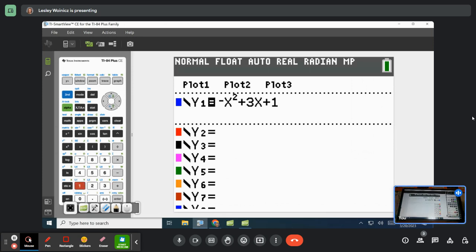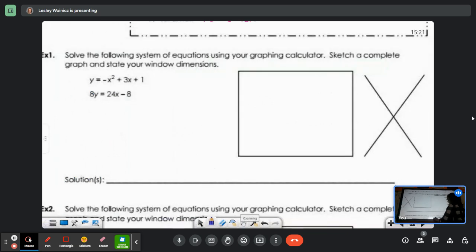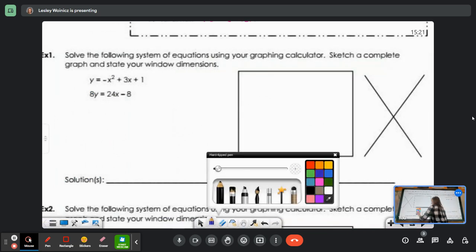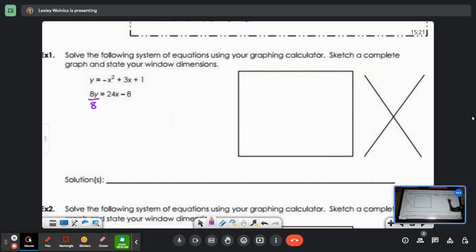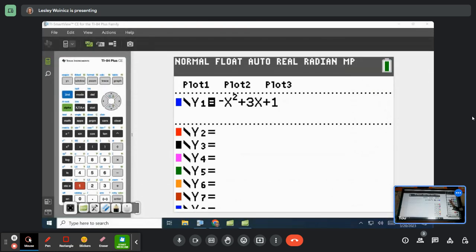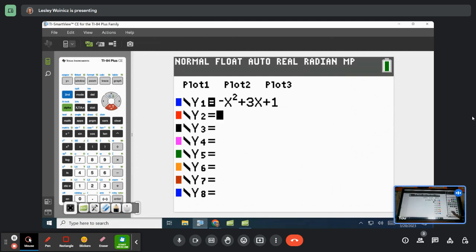Okay, can we put in the next one? Why not? Yeah, it's got an 8 in front of the y. So what are we going to have to do to both sides? Yeah, divide by 8. So I'm going to have to divide this side by 8 and this side by 8. So now I have y equals 3x minus 1. That's my second equation. So put that in, 3x minus 1.